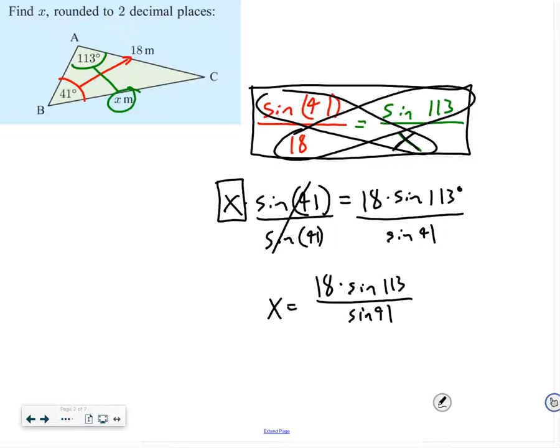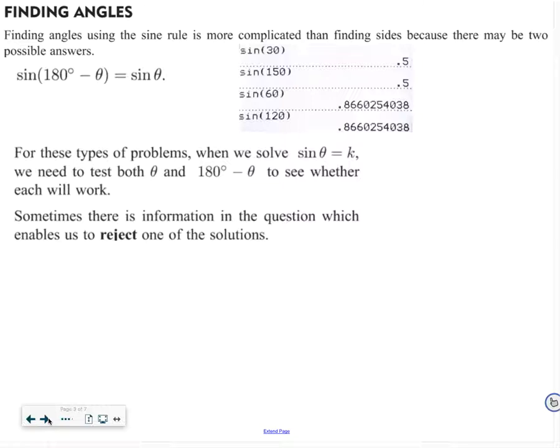I'm going to put that in my calculator, 18 times the sine of 113 divided by the sine of 41. And I see that my x is going to be equal to approximately 25.3, remembering my units, meters long. And it should make sense, right? This smaller angle of 41 degrees only opened up to a side of 18, while 113, a larger angle, opens up to a bigger side, 25.3. Our next two examples are going to be looking for angles.